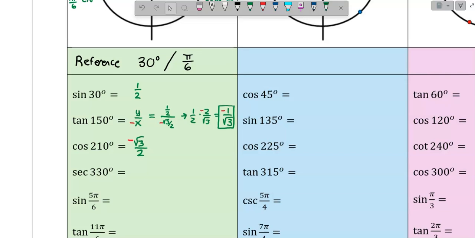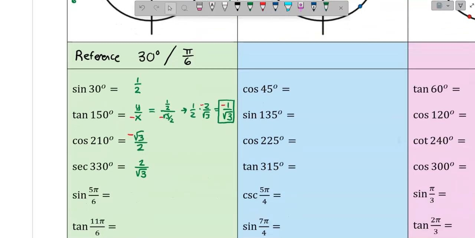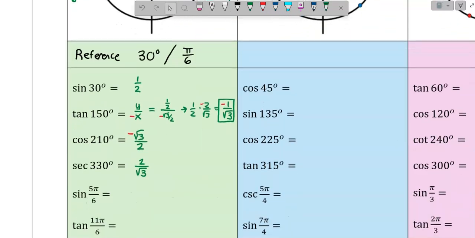When working with reciprocals, if we're doing secant of 330, this is just going to be the reciprocal of cosine, so that's going to be 2/√3. Now, since this is in quadrant 4, this means that the x value is positive, and so therefore we'll leave it as is. Now, we also can do this with radians, because 5π/6 is actually going to be in quadrant 2. This is a positive answer, and the sine is just going to be equal to 1/2.